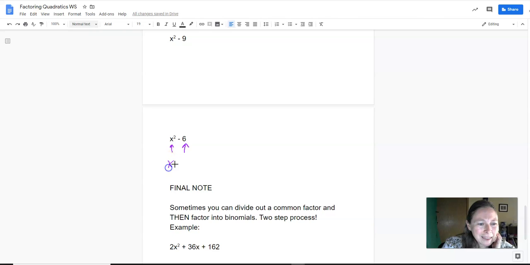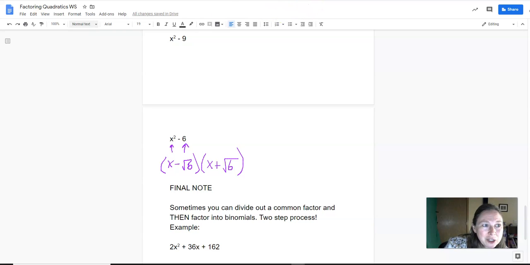This would be x minus the square root of 6 times x plus the square root of 6, because the square root of 6 times the square root of 6 is 6. So you just take the square root of that number, and it's x minus that times x plus that, and that's how that factors out. Funky little special case, but I sort of like puzzles like that. They're interesting.